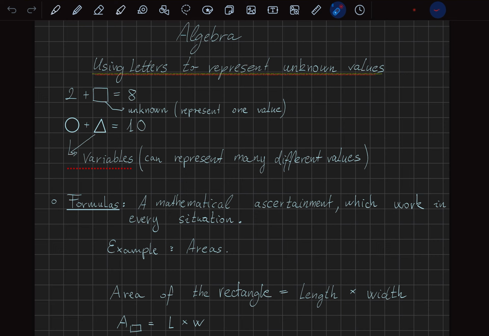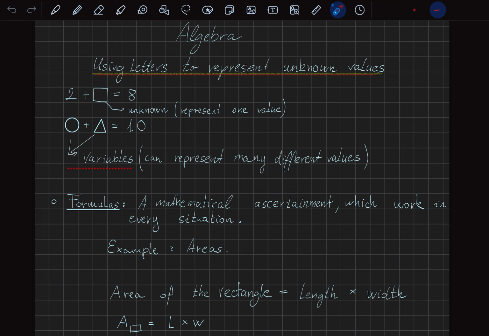Algebra is the language of mathematics. We start work with algebra in primary school, okay? So 2 plus something equals 8, it's already algebra. But in higher mathematics, we use letters. So today we will learn how to use letters to represent unknown values.